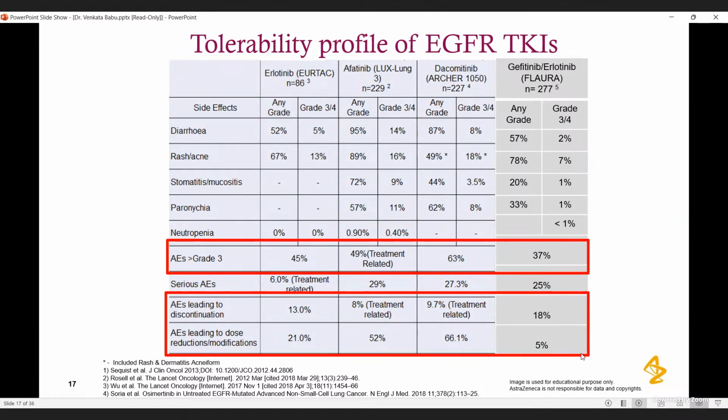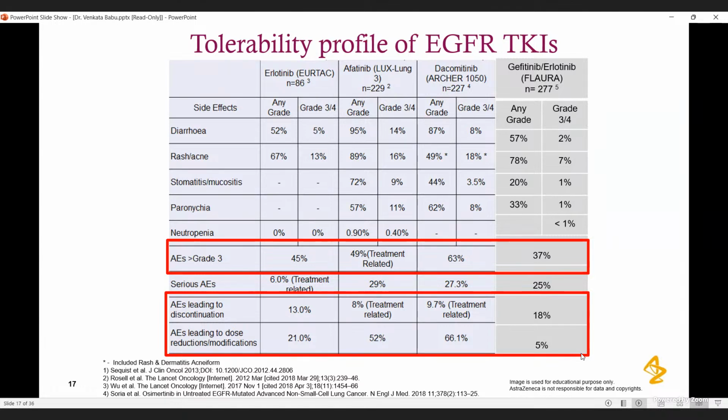The other important aspect is the tolerability profile of EGFR TKIs. We know, as we have discussed, that the epidermal growth factor receptor is very important to maintain the skin surface, mucosa, and also the proliferating cells in the bone marrow. So the side effects also follow these profiles. When mucosa is affected, diarrhea is the class side effect. When skin is affected, rash and acne are the class side effects. When oral mucosa is affected, stomatitis and mucositis occur.